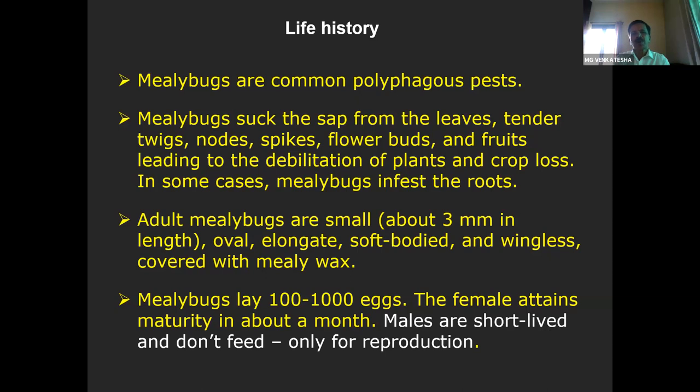Adult mealybugs are small. I need not go into detail about this, as our earlier speaker already mentioned it. They lay about 100 to 1000 eggs, depending upon the species, and the female attains maturity in about a month. Males are short-lived and do not feed, only for reproduction. Mealybugs also reproduce parthenogenetically, asexually. If host plant availability is high and the weather is suitable, female mealybugs will start reproducing asexually and build up their population. Next slide, please.